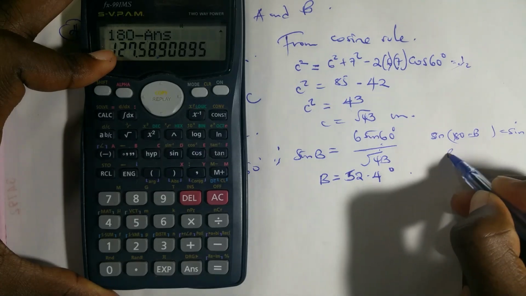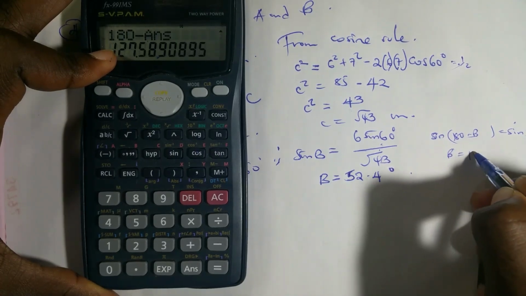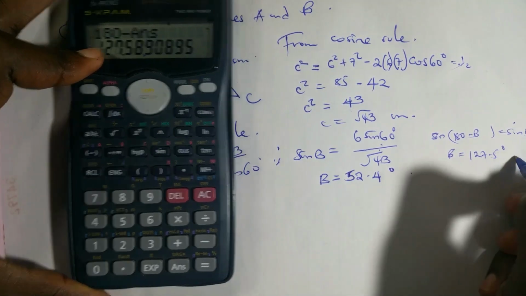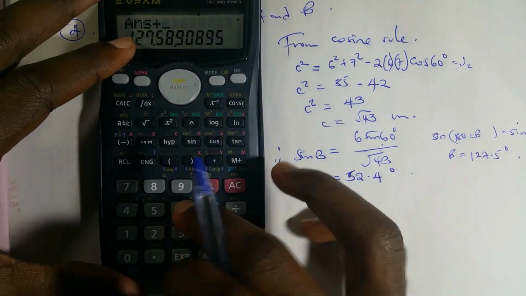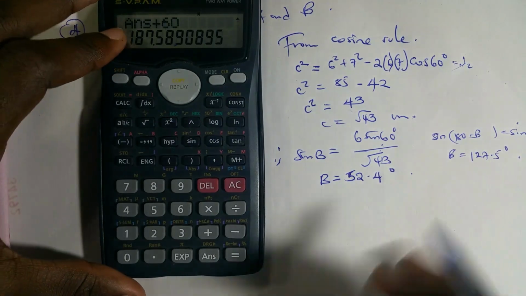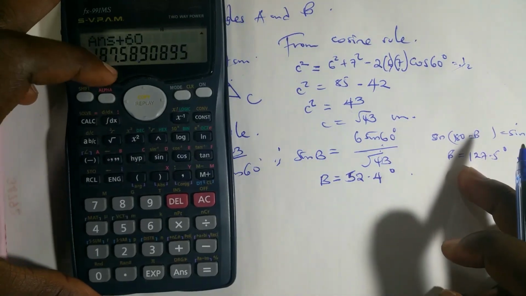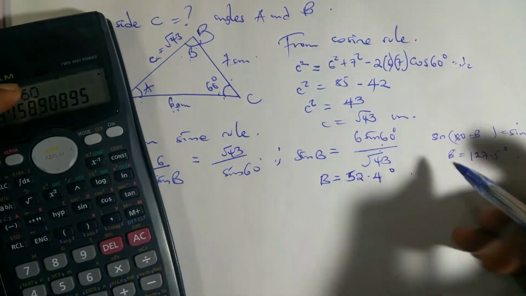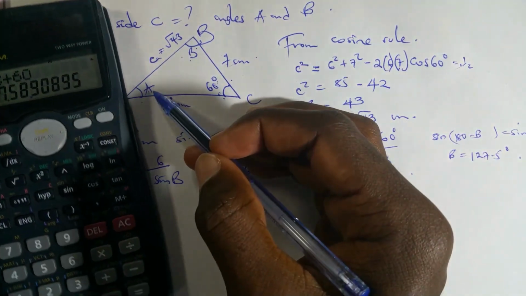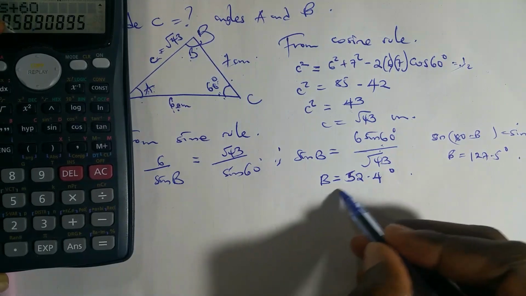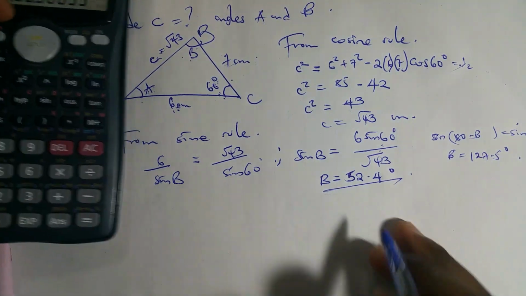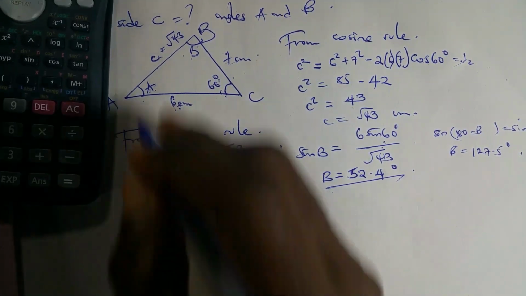If you check here, B would be 127.5 degrees. Now if you add that 127 plus this 60, we're going to have 187, which is already beyond 180, without even A. That means for B we can't consider the obtuse one, we only take the acute. Okay, now we go for angle A.